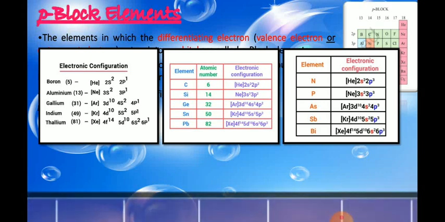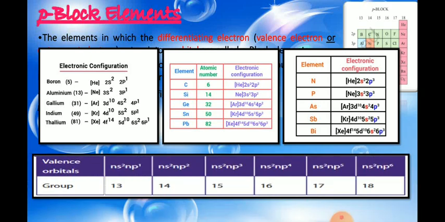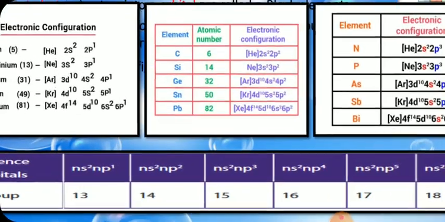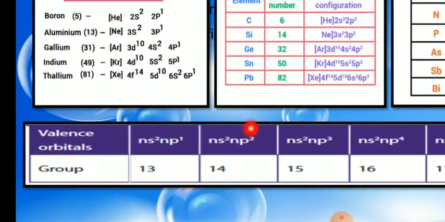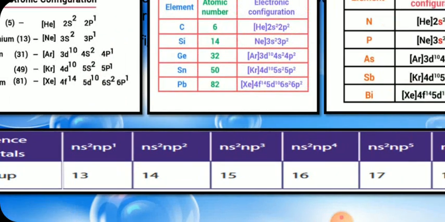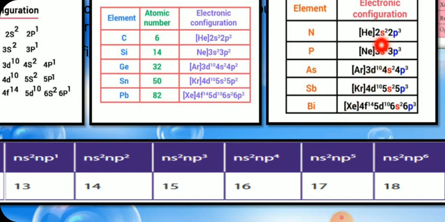Okay, what remains now? Before that, so what can we say for group number 13 valence orbitals? ns2 np1. See, 2s2 2p1, 3s2 3p1, we call it ns2 np1. What can we say for 14? ns2 np2. In the same way, this 15, 2s2 2p3, 3s2 3p3. So the general valence shell electronic configuration is what? ns2 np3. Can we write it like this?